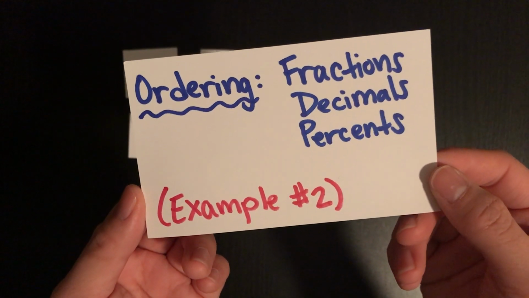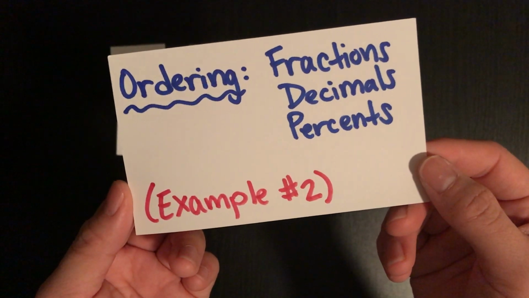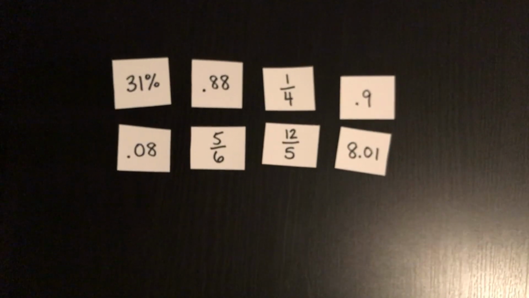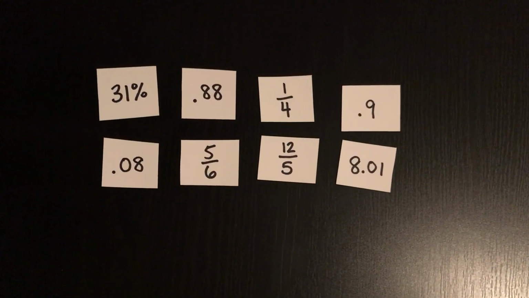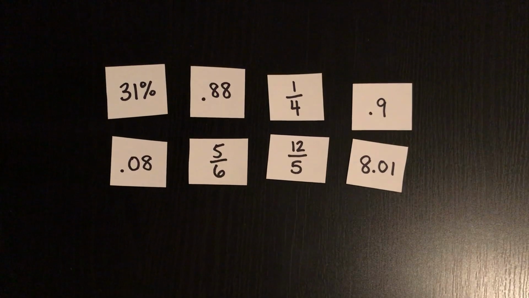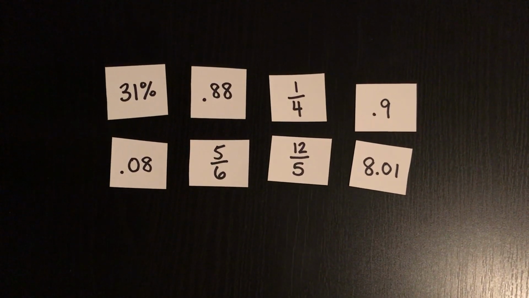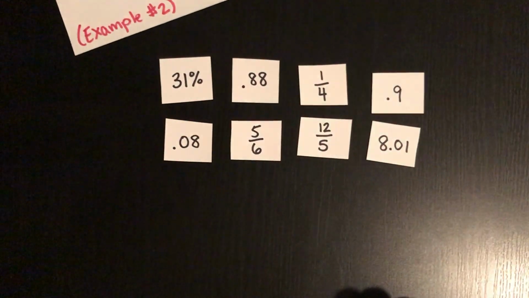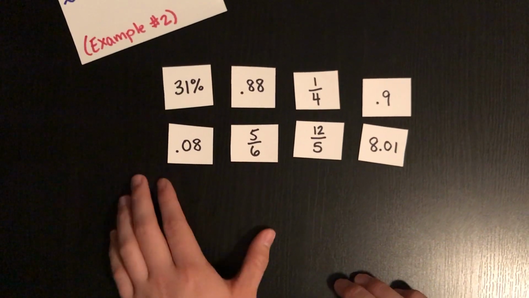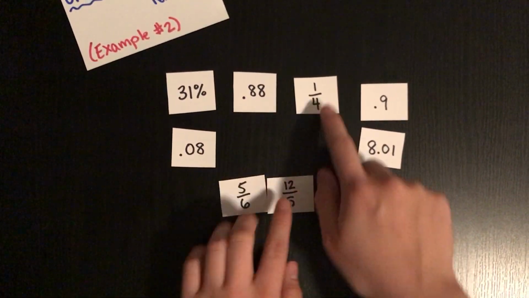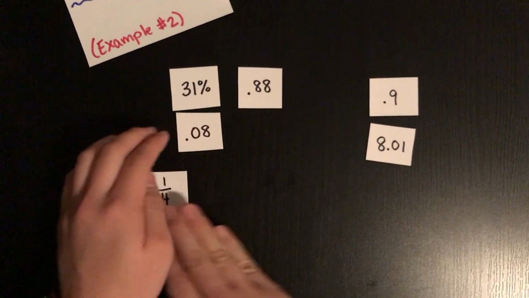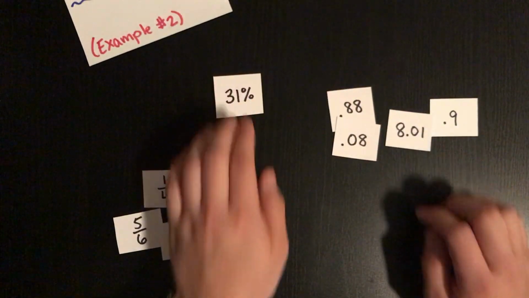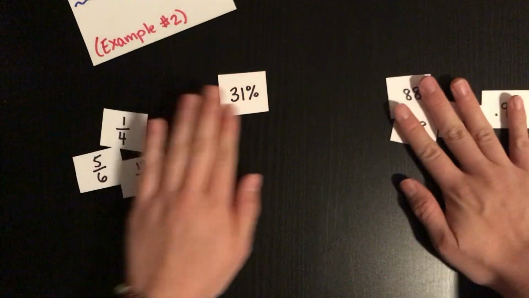Let's do another example on how to order fractions, decimals, and percents. Take a minute and try to order these from least to greatest. Okay, so again, what I like to do is split them off into different sections. So here are fractions, here are our decimals, and we only have 31%. So let's start with this percent.